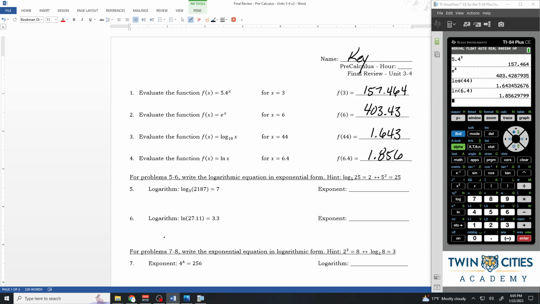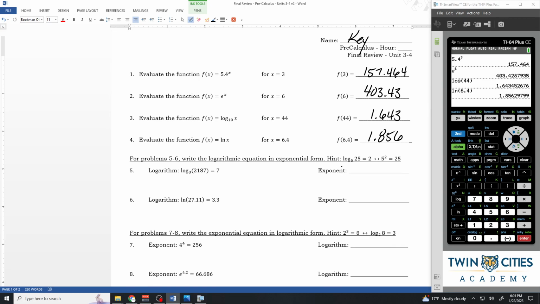Okay, number 5 and 6. For problems 5 and 6, write the logarithmic equation in exponential form. And I've got a hint here. Log base 5 of 25 equals 2 can be rewritten as 5 to the second power equals 25. Now, an easy way to remember this is the following saying, the base of your logarithm is the base of your exponent. So if this is log base 5, then when I go to change this to an exponent, something to some other power, this will be 5 to some power.